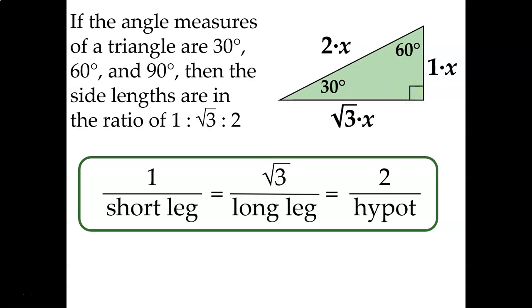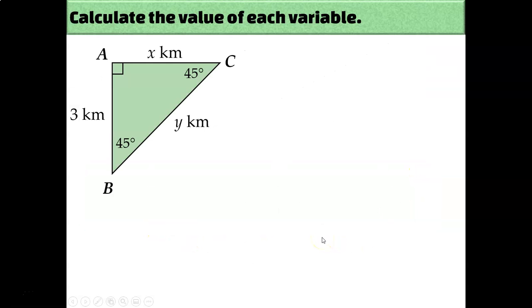So just like a 45, 45, 90 triangle, you can solve a 30, 60, 90 triangle by taking the numbers from your diagram and putting them into this proportion. So let's give it a try. The first thing you need to do each time is determine which kind of special triangle you're looking at. In this case, we have a 45, 45, 90 triangle, so the ratio that I'll use to solve is 1, 1, square root of 2.